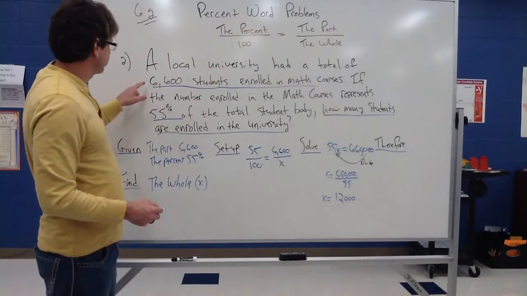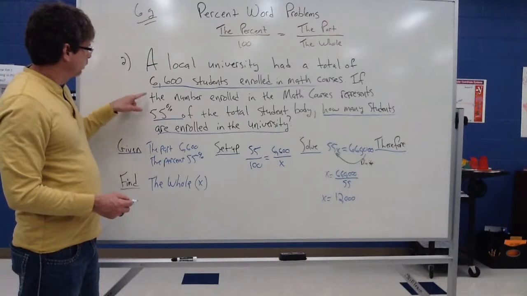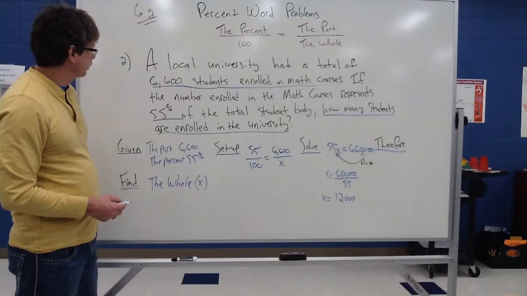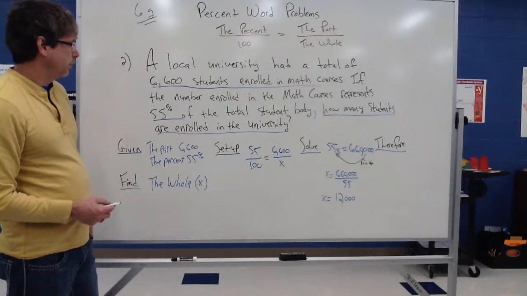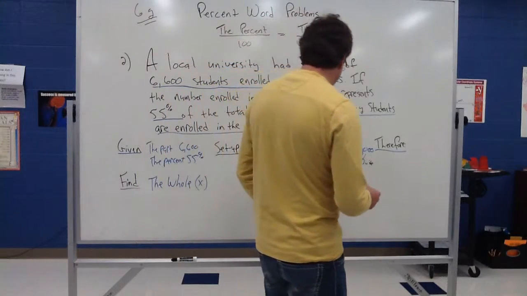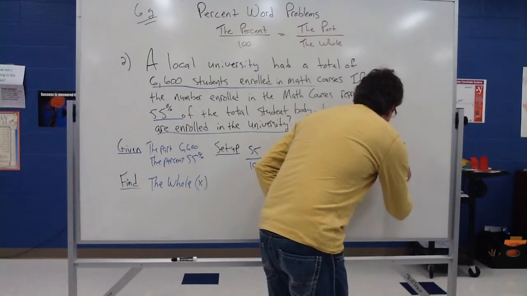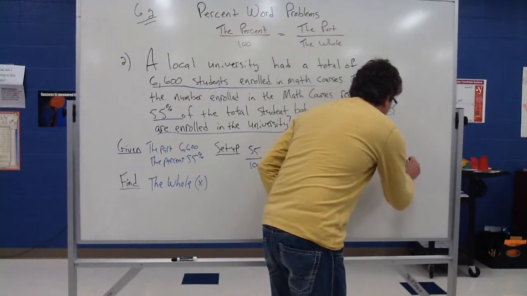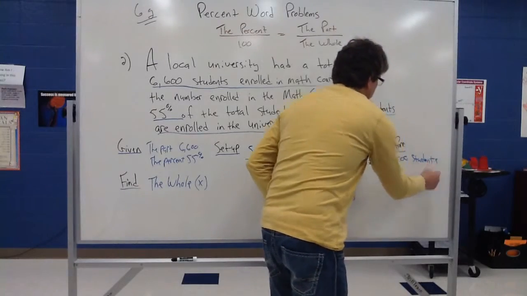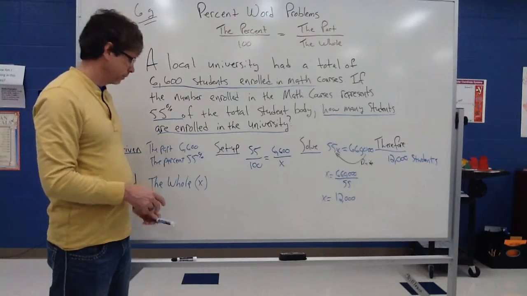So we recognize that 55% is a little over half. So the answer should be somewhere around that then. That makes sense to us here. So 12,000 students are attending the campus. So therefore, 12,000 students are enrolled in the university.